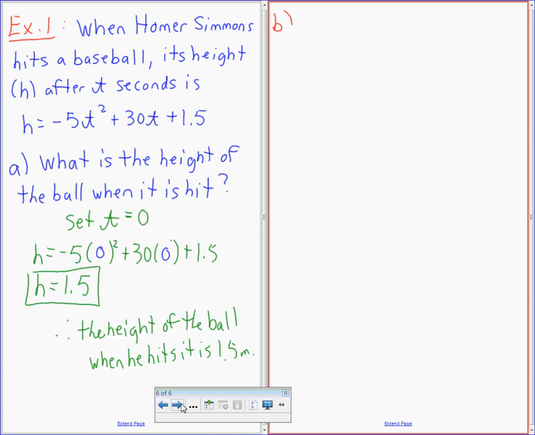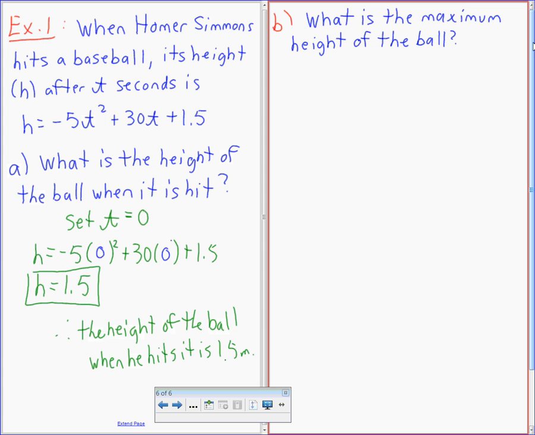Letter B says, what is the maximum height of the ball? And how long does it take? Actually, what is the maximum height of the ball? Would you do it like completing the square? Yes, you would. Now Karina, what's the key word that tells you to complete the square for this? Well, it says what's the maximum height.